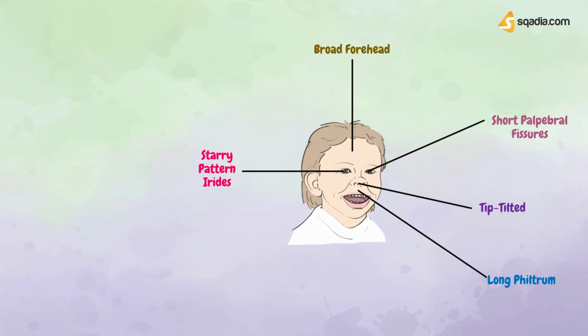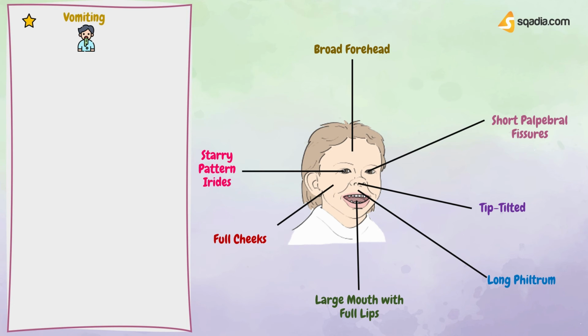Long philtrum, vertical groove between the base of the nose and the border of the upper lip. Full cheeks, large mouth with full lips. Excessive vomiting. Sleeplessness, slow growth rate. Children have a cocktail party manner. Williams kids have what is known as a cocktail party personality. They are very talkative and have very good linguistic skills. But their speech is disassociated, jumping from one topic to another.